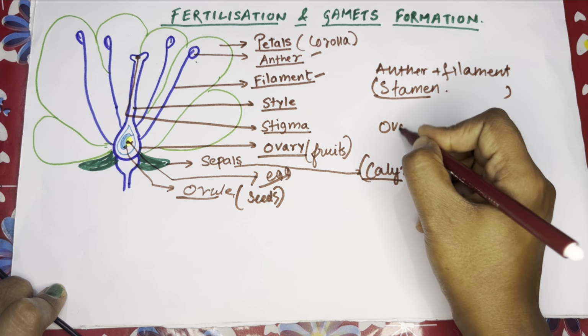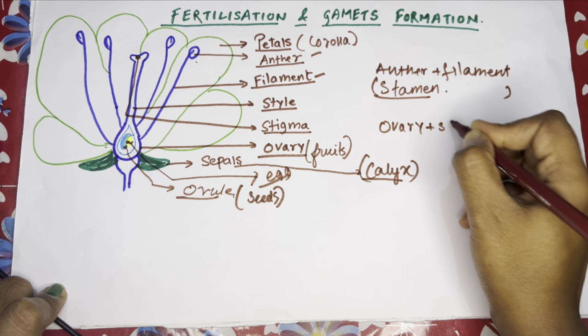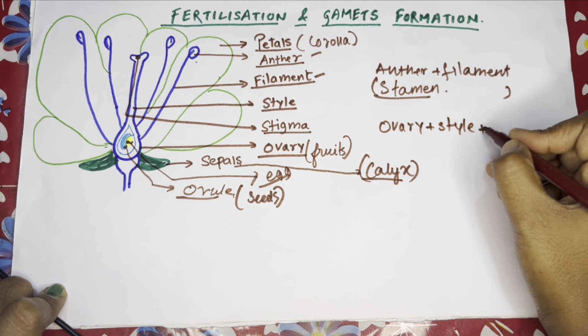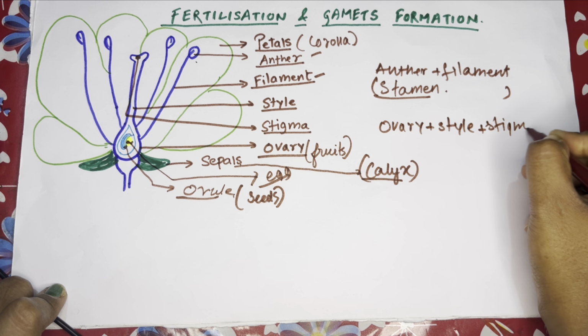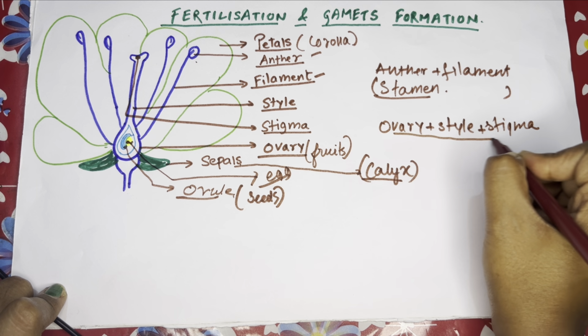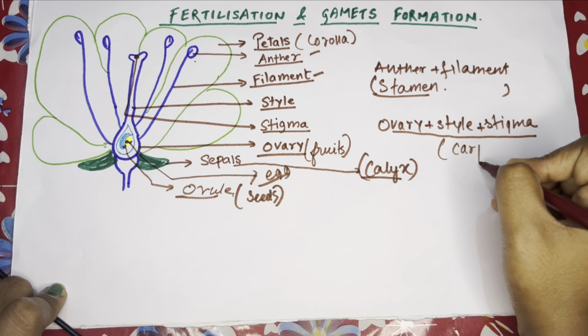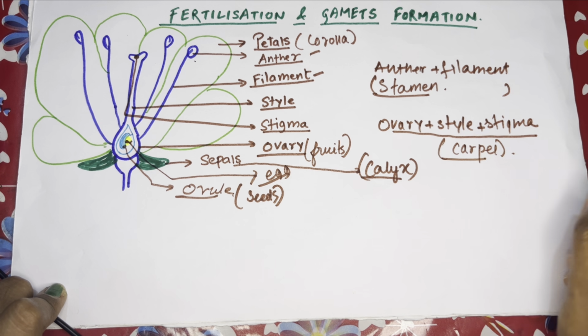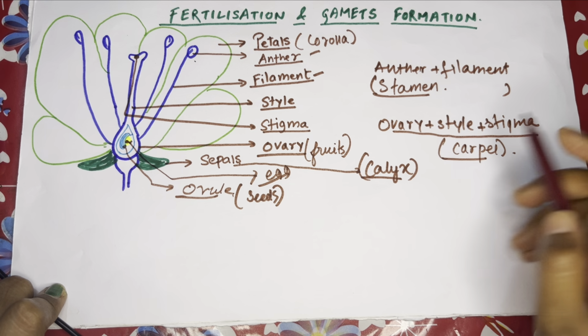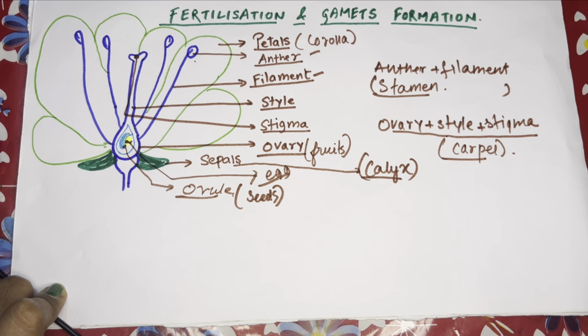Similarly, ovary plus style plus stigma, these three together make the female reproductive part of the flower, which we call carpel. What is carpel? Carpel is the female reproductive part of the flower, which consists of ovary, style, and stigma.